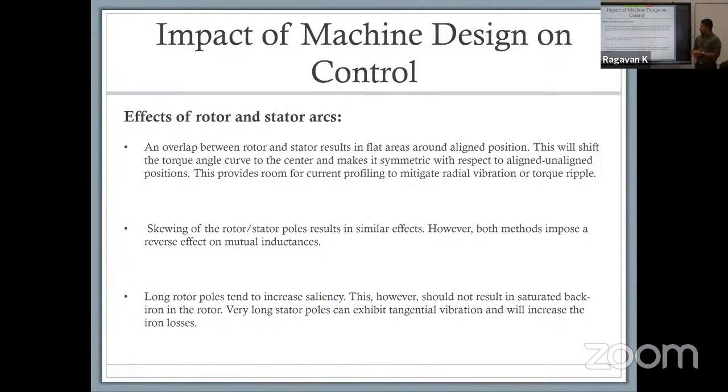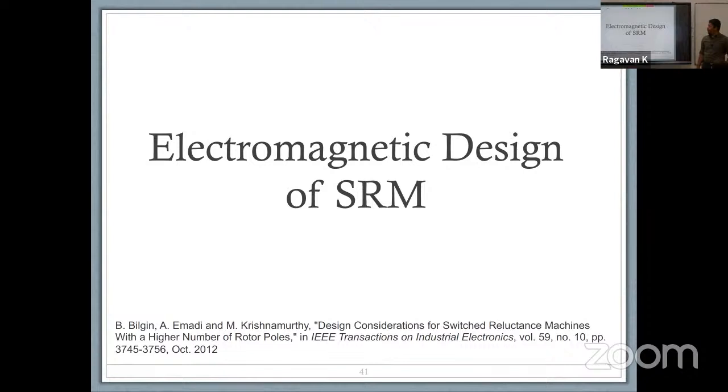So the longer motor tends to increase saliency, because keep in mind the length gives you that much surface area. So every one of the phases is contributing to the inductance, and you can actually get more saliency out of this. But when you're talking about the longer poles, you need to make sure that these long poles can get a tangential force, and that can also lead to an increase in your iron losses. You need to take that into consideration.